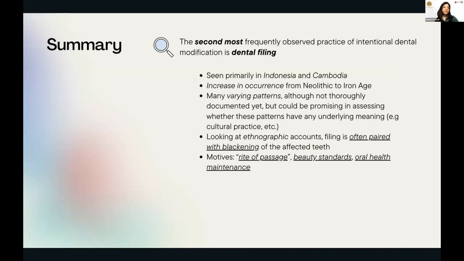The second most observed was dental filing, particularly in Indonesia and Cambodia. Although there are many varying patterns, there's no complete record as to what these particular patterns were, and so it's difficult right now to assess if there is an underlying meaning to those filing patterns. If we look at ethnographic accounts, especially in the cases of Borneo and the Philippines, oftentimes filing is paired with the blackening of teeth as a way of soothing the pain that comes with the filing of the teeth. In terms of motives, these could be attributed to beauty standards, a rite of passage to marriage, for example, and then also the maintenance of oral health.